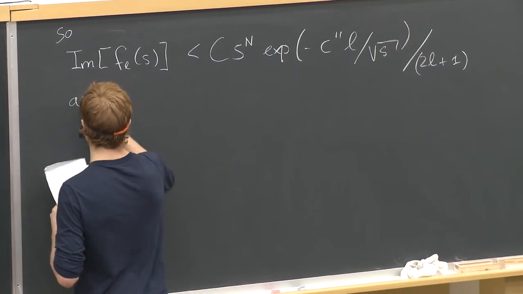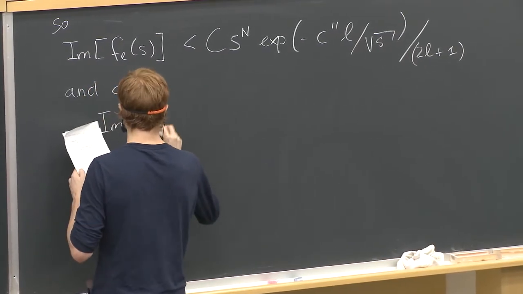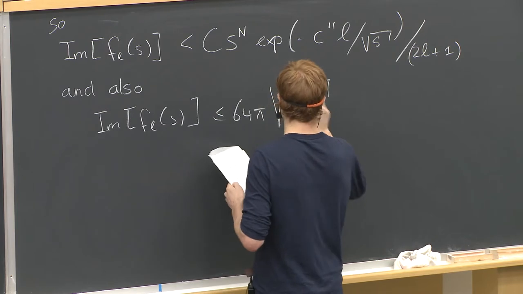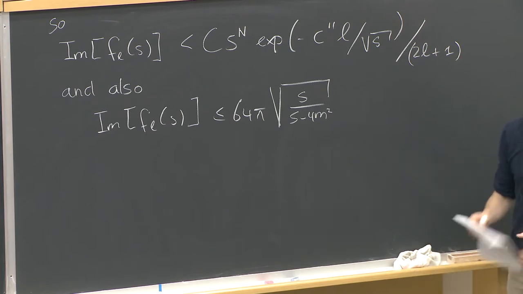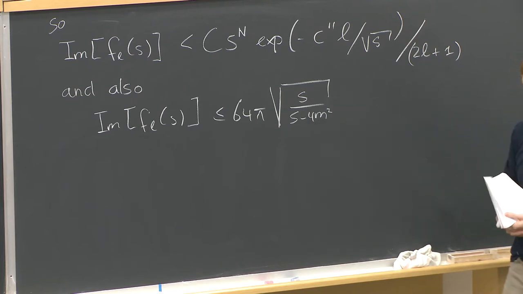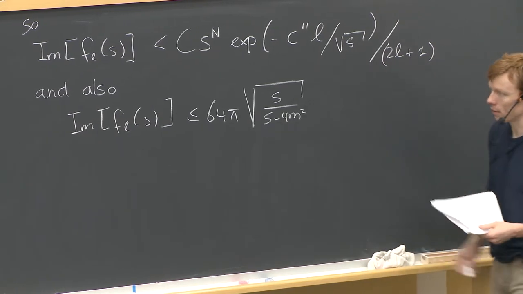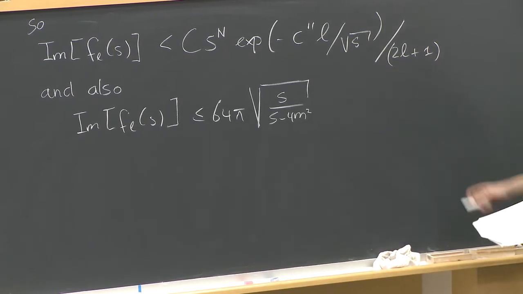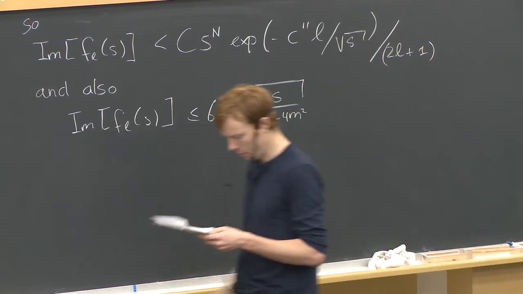So from the standard unitarity constraint, we also get that the imaginary part of f_L of s is less than or equal to 64 pi over s divided by s minus 4m squared. You can see it if you write that in terms of the phase shift: e to the 2i delta sits in the unit disk, and it's 1 plus i times f. So the imaginary part of f cannot go arbitrarily far away. So we have two bounds on the imaginary part of the partial waves. One for very large spin, it falls off exponentially fast, and one that becomes constant at large s.